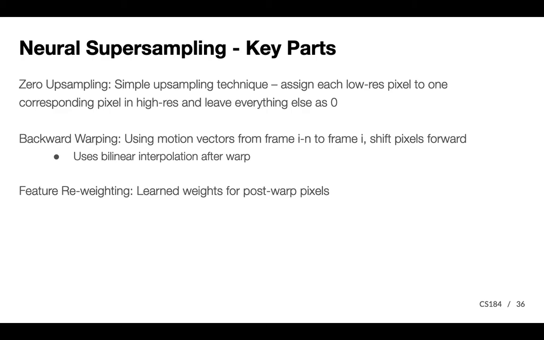The way zero upsampling works is we have a bunch of pixels, we take them, and we essentially put them into one spot in the higher resolution image, and then leave everything else around it as 0.